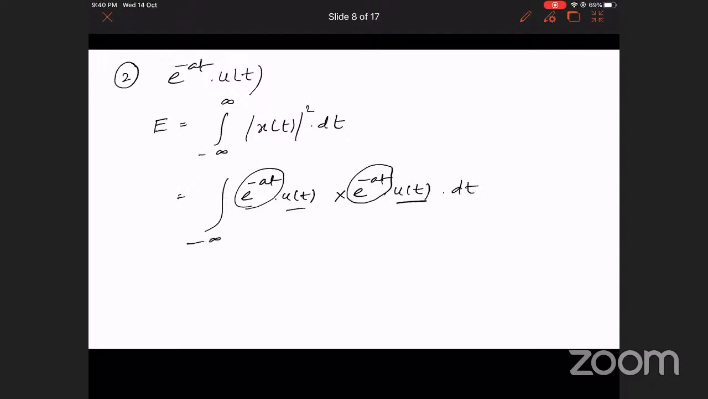Okay, don't forget our limit from minus infinity to infinity. So finally we have an integration over minus infinity to infinity e to the power minus 2at u of t dt. ये हो गया हमारा एनर्जी, करेक्ट है। सो now I will go to the next slide and I will repeat from the last step. ओके, सो फार हमको क्या मिला है, energy equal to integrating over minus infinity to infinity e to the power minus 2at multiplied by u of t dt.